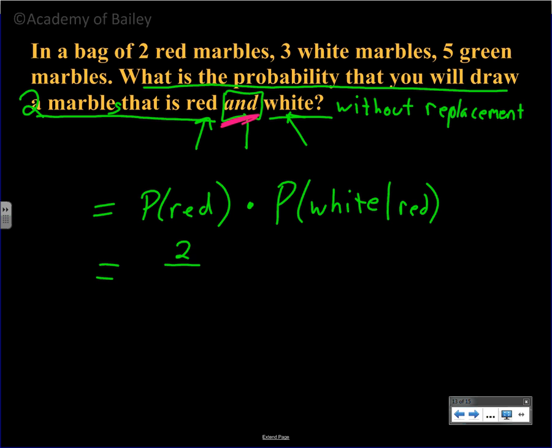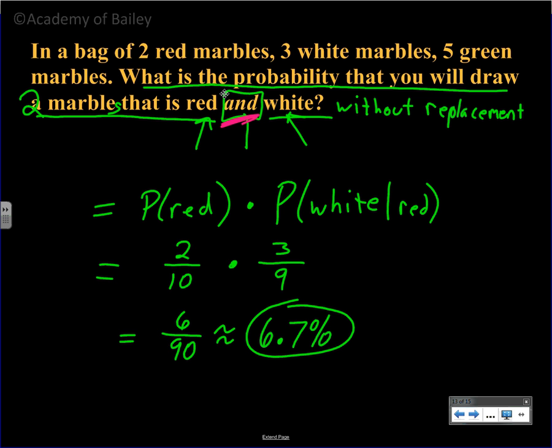Probability of a red marble, 2 out of 10, times the probability of a white marble given that you've already chosen a red marble. Well, there are 3 white marbles and only 9 of them left in the bag because you pulled out the red marble and didn't put it back. Multiply the top numbers to get 6 and multiply the bottom numbers to get 90. And 6 divided by 90 is going to give you approximately 6.7%. So the probability of pulling out a red marble and then pulling out a white marble without replacing the first one is 6.7%.